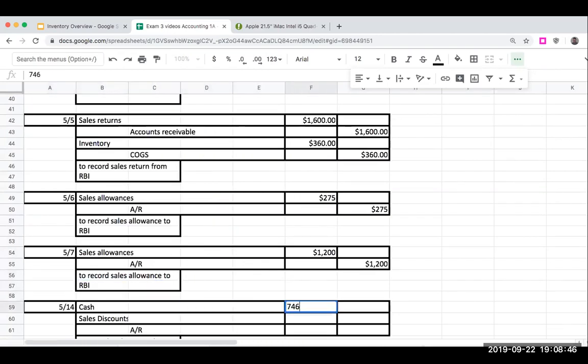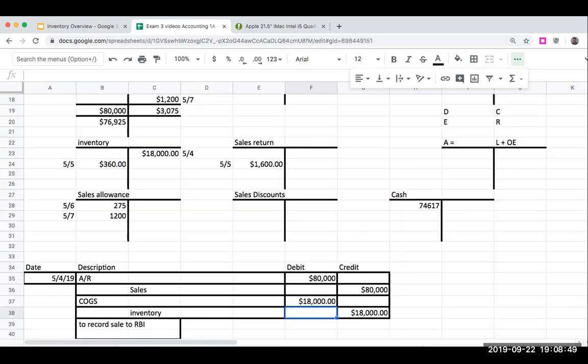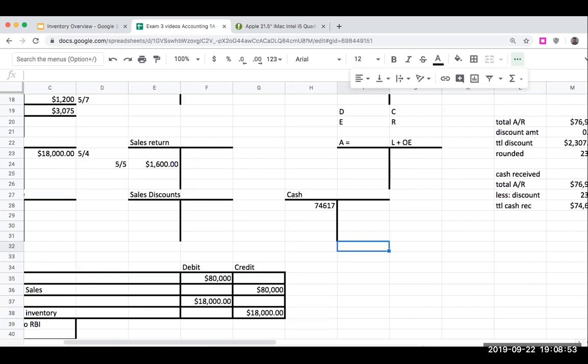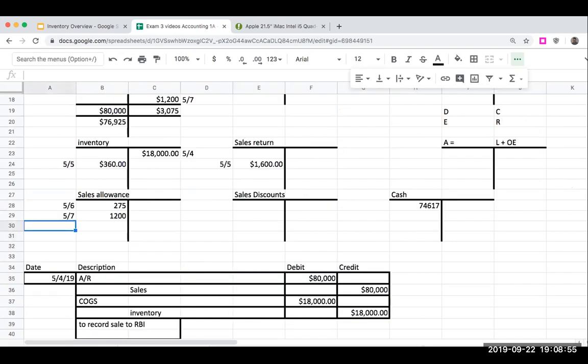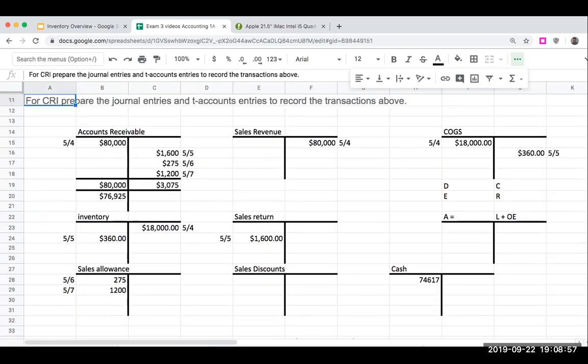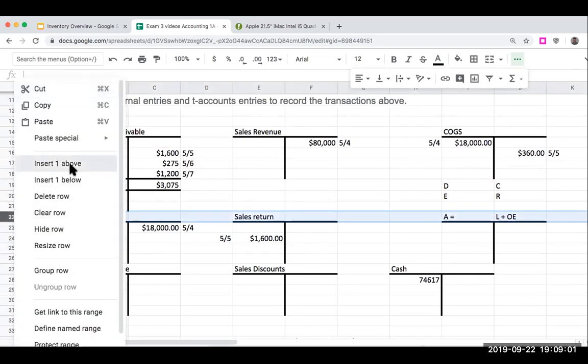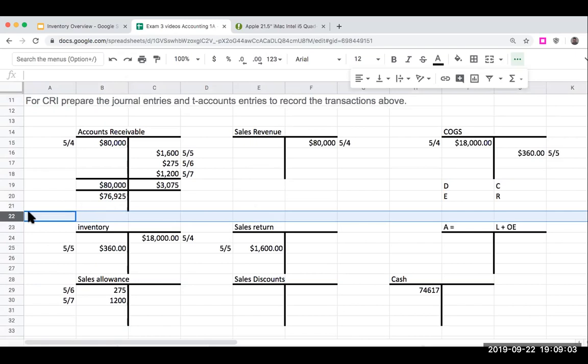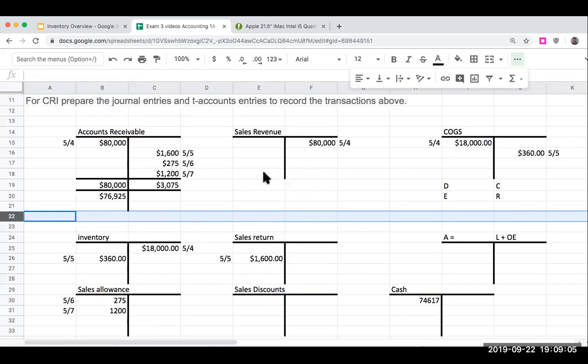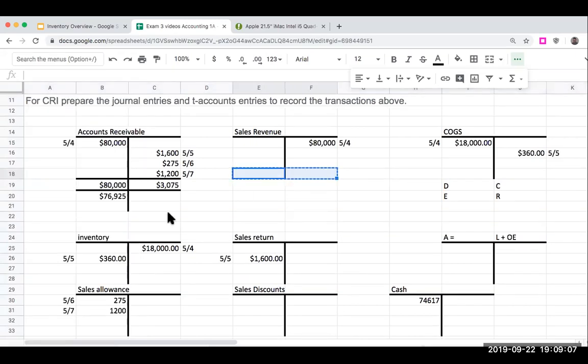So I've got 74,617 of cash. At the same time over here, I know that with my accounts receivable, once the client pays me within that discount period, they no longer owe me any funds, right? They don't owe me.